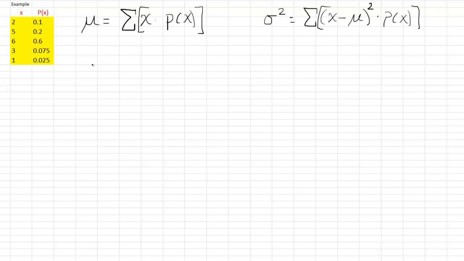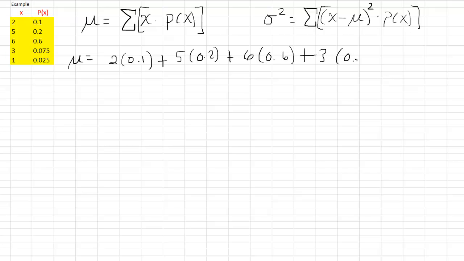The mean of this is going to be, so we take the x and we multiply it with the p of x. So basically, it's going to be mu equal to 2 times 0.1 plus 5 times 0.2 plus 6 times 0.6 plus 3 times 0.075, and last of all, plus 1 times 0.025. And the sigma means to add, so we're going to add all of these.